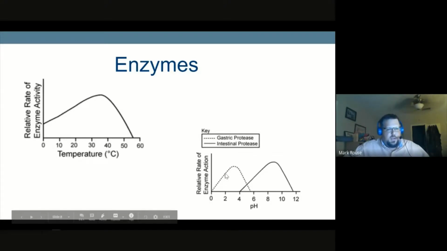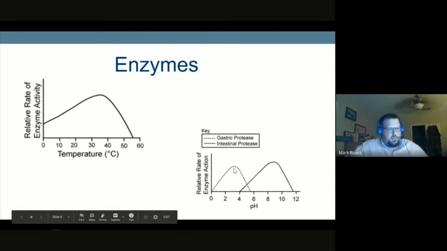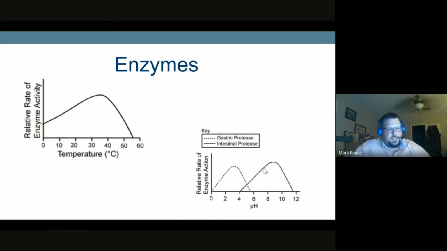Notice that our gastric protease, gastric would be your stomach, works best at about 3. So in our stomach, we have acid. But we also have other things like bile and water and other things, saline solution. And so about 3 is the best place for this enzyme to work. But notice when you come over here, once you leave the stomach and go into the intestines, now that enzyme's not going to work as well.